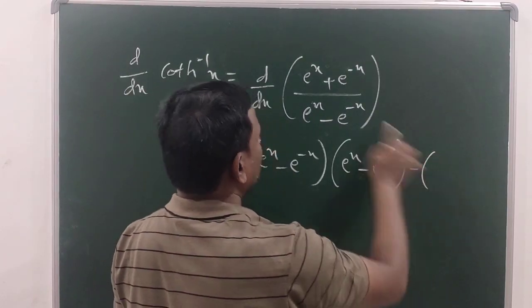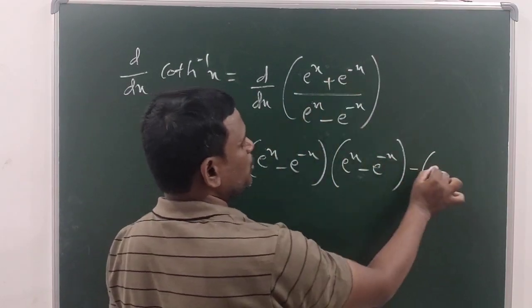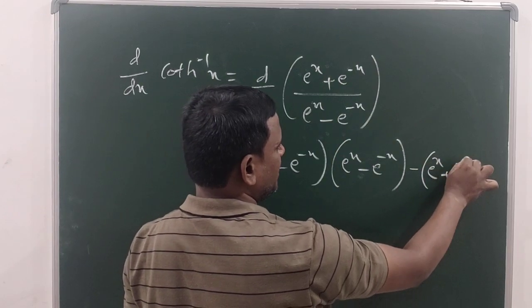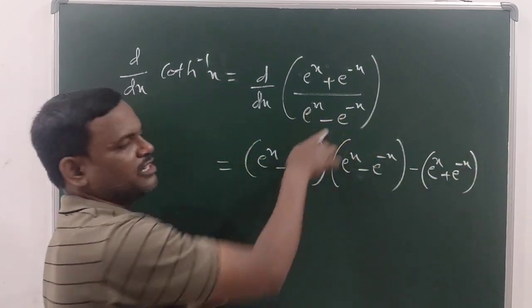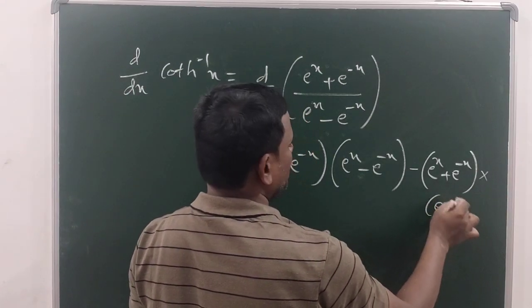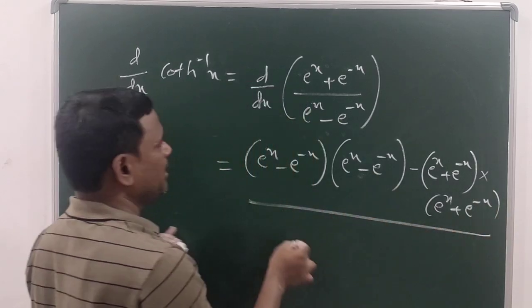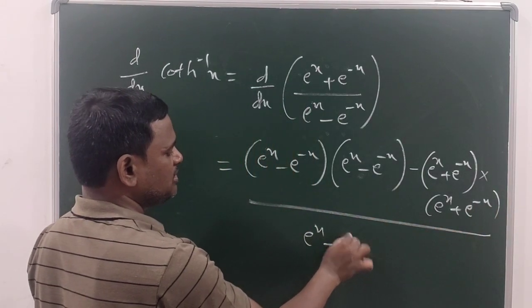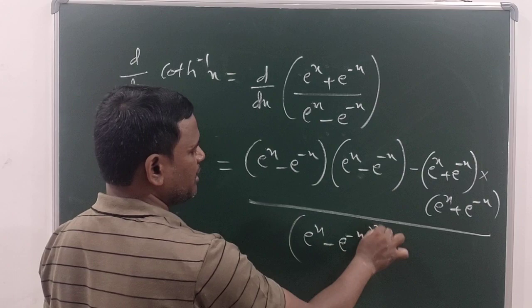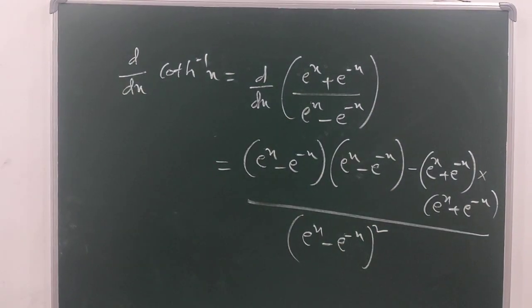Next minus, tell me, v you have to write aside and you have to do the derivative of this v. So what do you get? Into e power x plus e power minus x you will get, whole by e power x minus e power minus x whole square you will get. Now simplify the numerator. What do you get? Tell me.